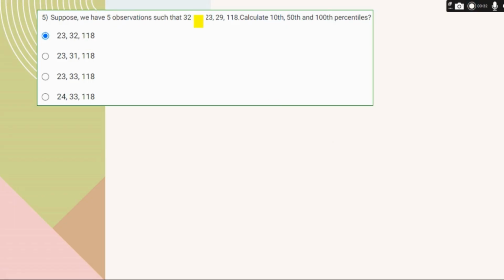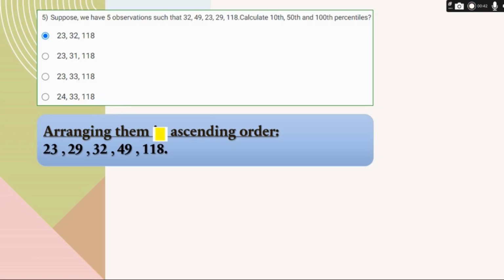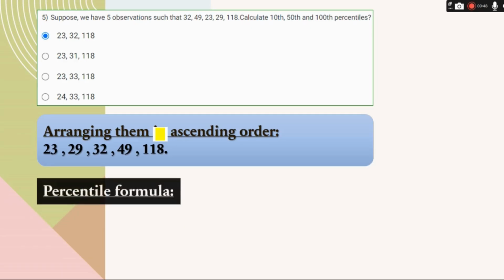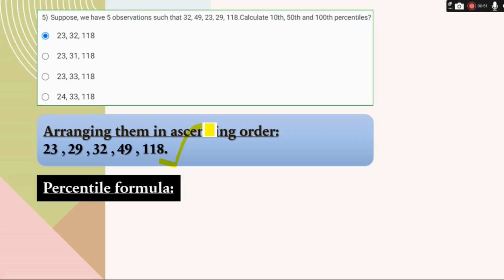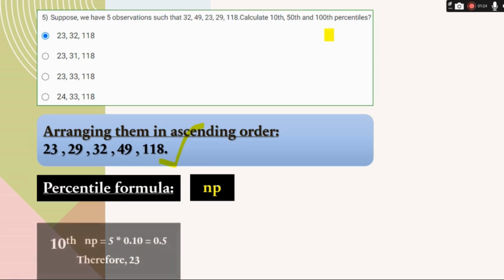Suppose we have 5 observations such that 32, 49, 23, 29, 118. Calculate the 10th, 50th and 100th percentile. So this is very simple. Firstly, we will arrange our data set into ascending order. This is a very important step. And we all know the percentile formula is n into p. So n is our number of observations. In this case, our n will be 5 because we have 5 observations, and p is our percentile, that is 10th, 50th or 100th percentile.